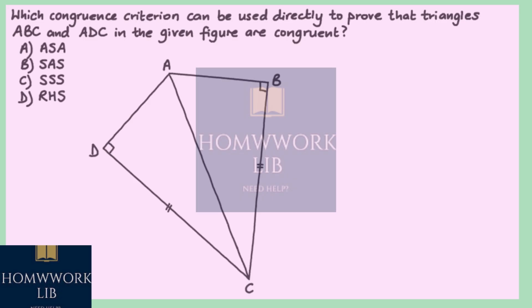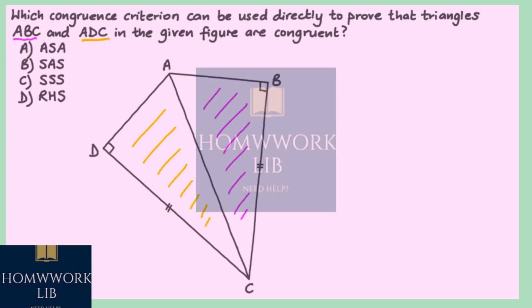Which congruence criterion can be used directly to prove that triangles ABC and ADC in the given figure are congruent? Option A, ASA, Option B, SAS, Option C, SSS, or Option D, RHS.